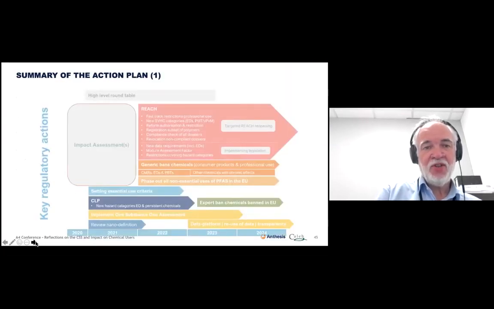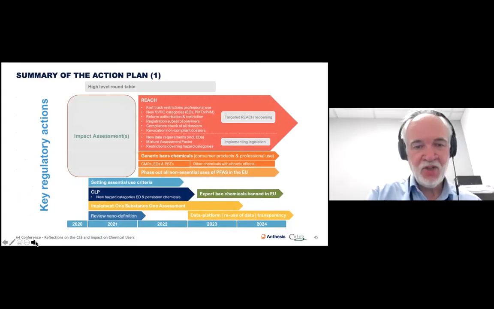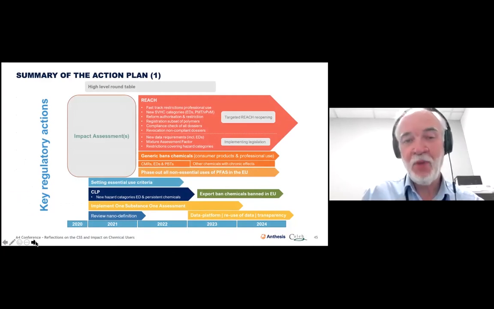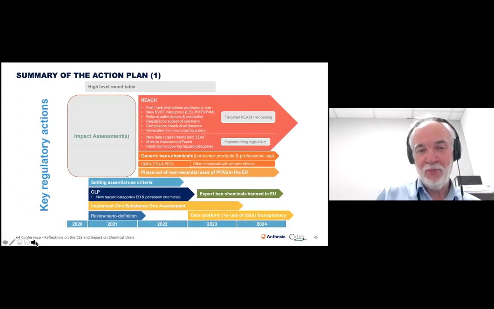So you've probably seen this graphic before. Again, it's a Commission graphic, but it really shows the intensity of the decision-making processes and the policy development processes that are ongoing at the moment. I've been involved in particularly the registration of a subset of polymers, which has been a discussion which has been going on for nearly 10 years. But that's all mapped into one of those very small bullets that you can hardly read in there. So there's a lot of big agenda items which are tied up in this particular action plan.